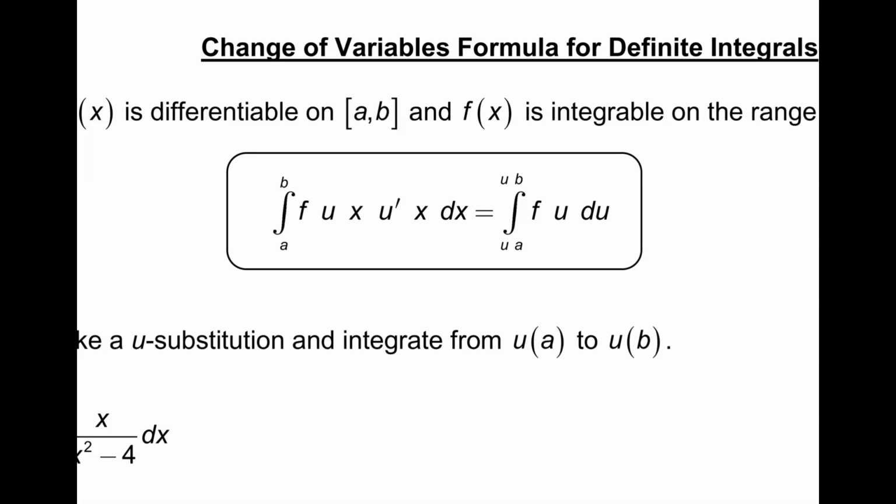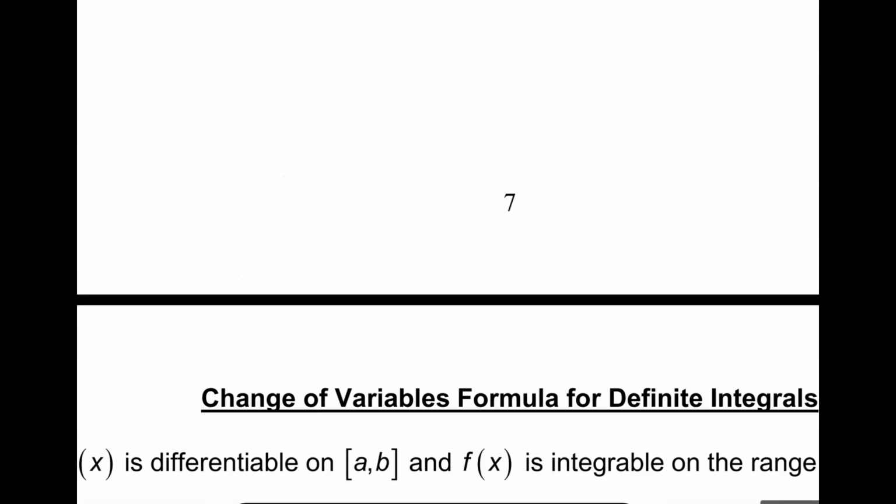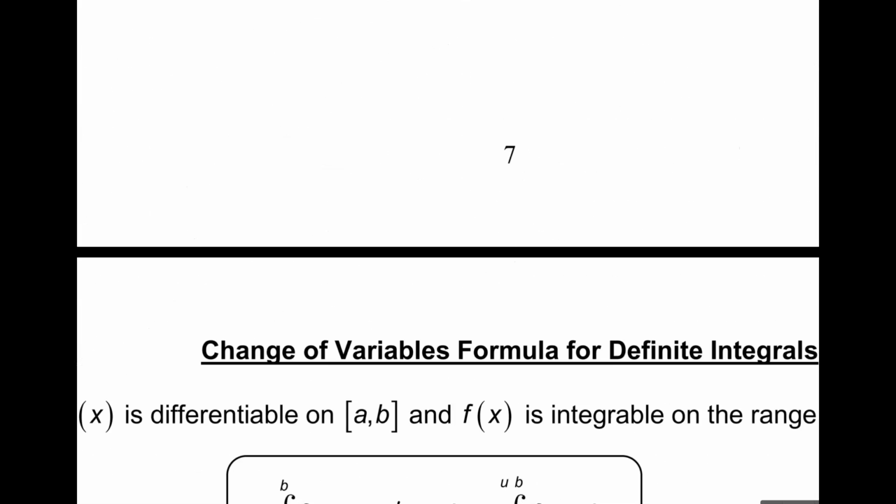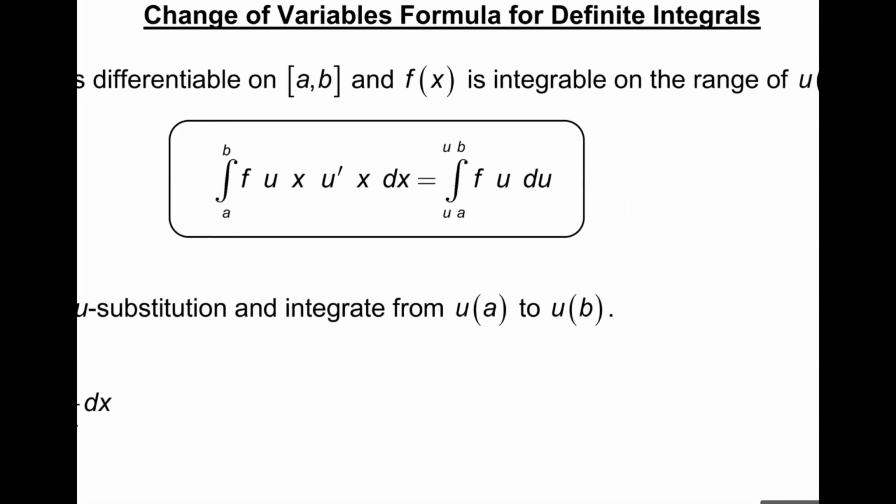You have a definite integral, not an indefinite, right? So we've been working with indefinite integrals that don't have bounds. Now we have bounds. Once we write it in terms of f of u, with the change of variable in u-substitution, all you have to do is plug your bounds into the u variable and then integrate from u of a to u of b.